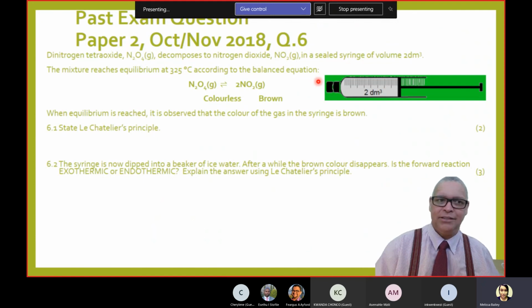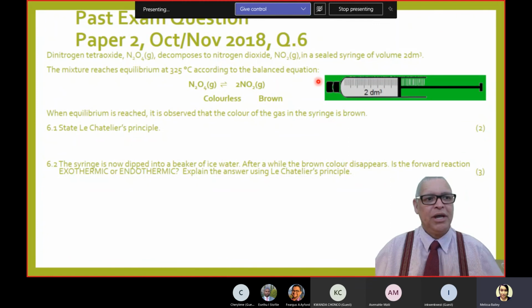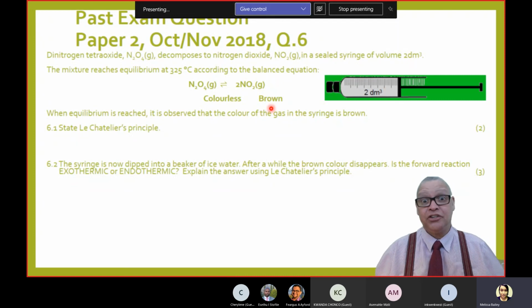Notice here we have one reactant and one product. Here we have the dinitrogen tetraoxide, gaseous format, and here we have the nitrogen dioxide. We are told that nitrogen dioxide, and it's true, that's a brown gas. And here we have the colorless dinitrogen tetraoxide. When equilibrium is reached, it is observed that the color of the gas in the syringe is brown. That's a very interesting point. Notice the brown is on the product side of things.